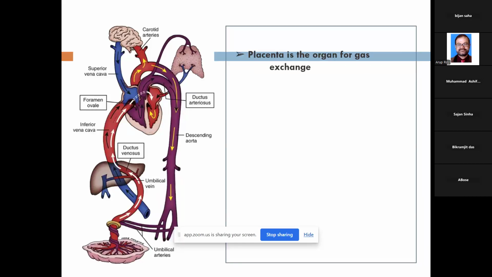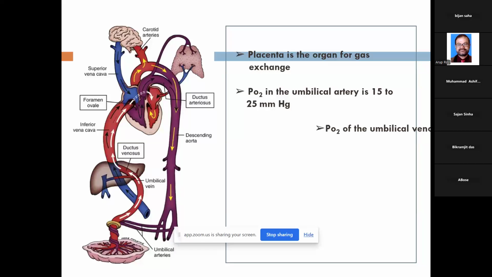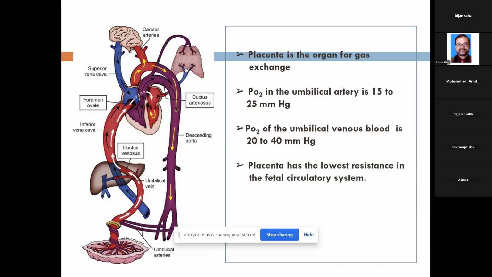Now, what happens in utero? The placenta is the organ for gas exchange. The PO2 in the umbilical artery is very low, close to 15 to 25. The PO2 of the umbilical venous blood is around 20 to 40. The placenta has the lowest resistance in the fetal circulatory system and receives around 40% of the total cardiac output.